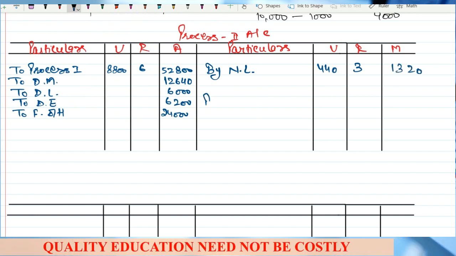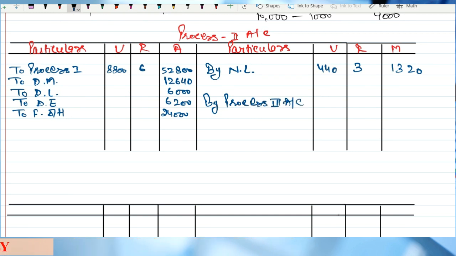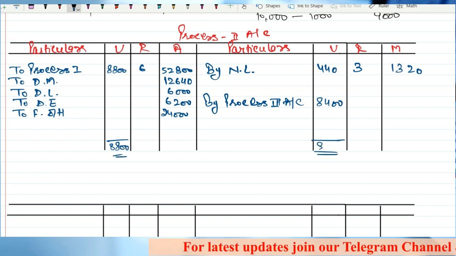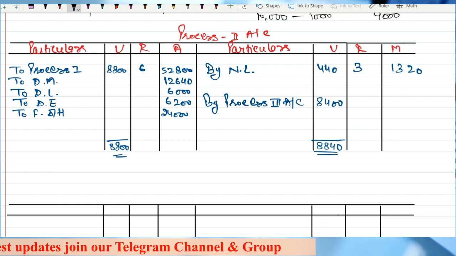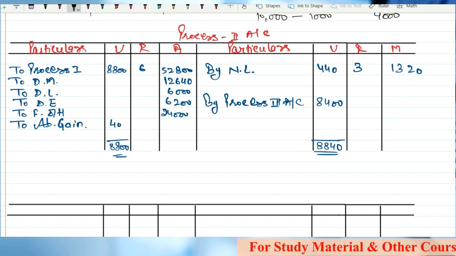And the output to the next process, to process 3 account. What is the number of units is 8,400. Now see, the input was 8,800 units. The output on this side is 8,840. Sir, the 40 extra units is what? The 40 extra units is your abnormal gain. To abnormal gain, 40 units. Now you want to calculate the value.